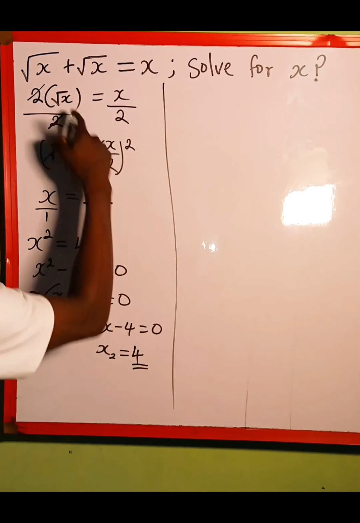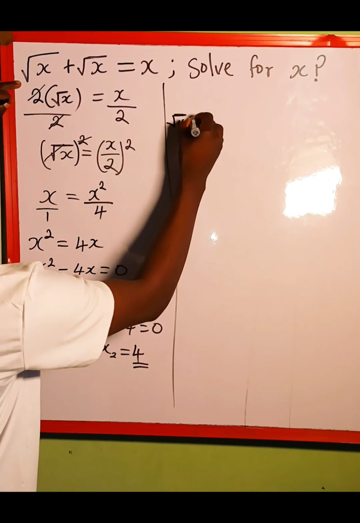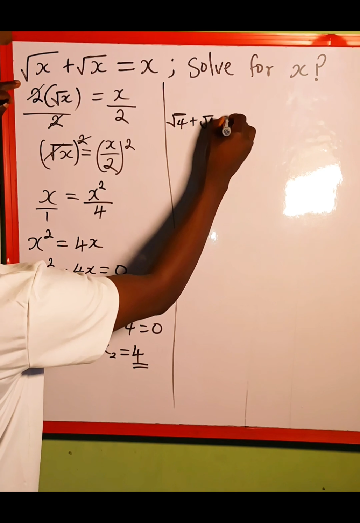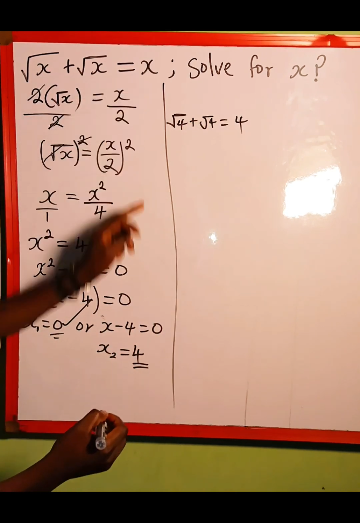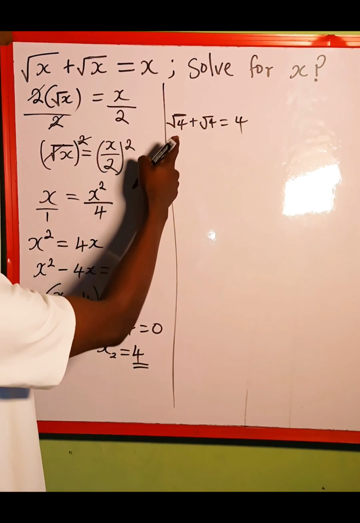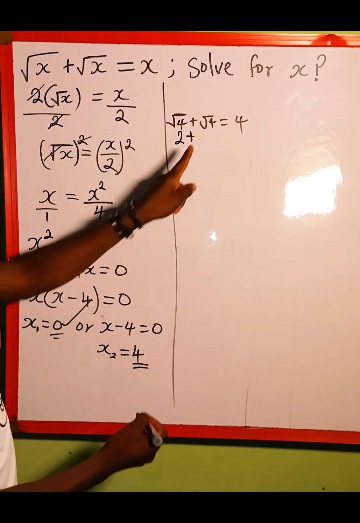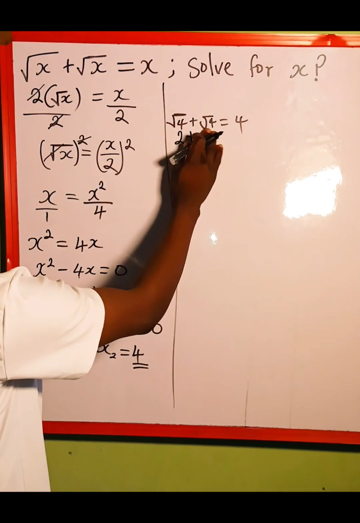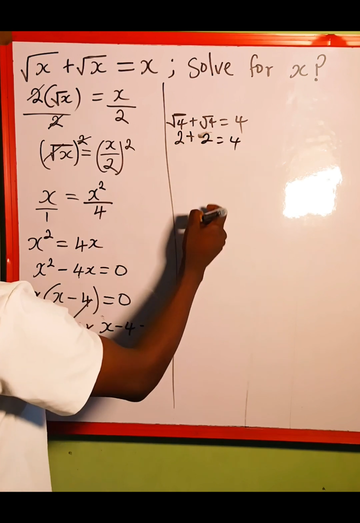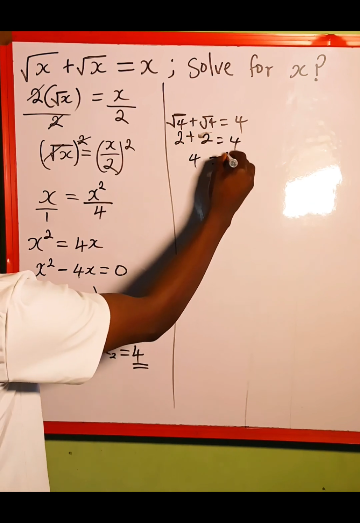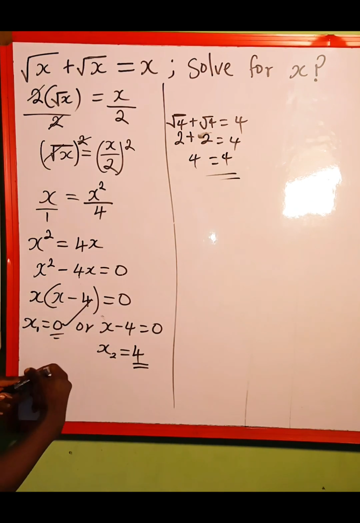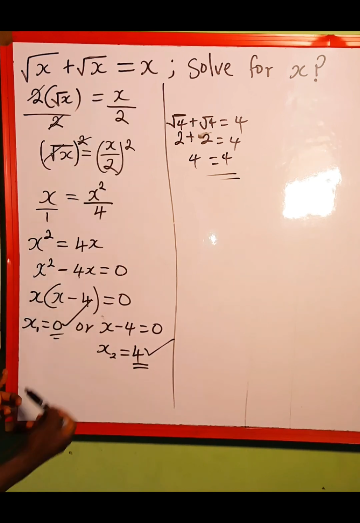When you plug in 4 here, square root of 4 plus square root of 4 equal to 4. So in place of x, we just replace 4. Square root of 4 is a perfect square. It's going to give us 2. Then 2 plus square root of 4 here is going to give us what? 2. So which is equal to 4. 2 plus 2 is 4. Then 4 is the same as 4. So therefore, these 2 values of x satisfy the equation.